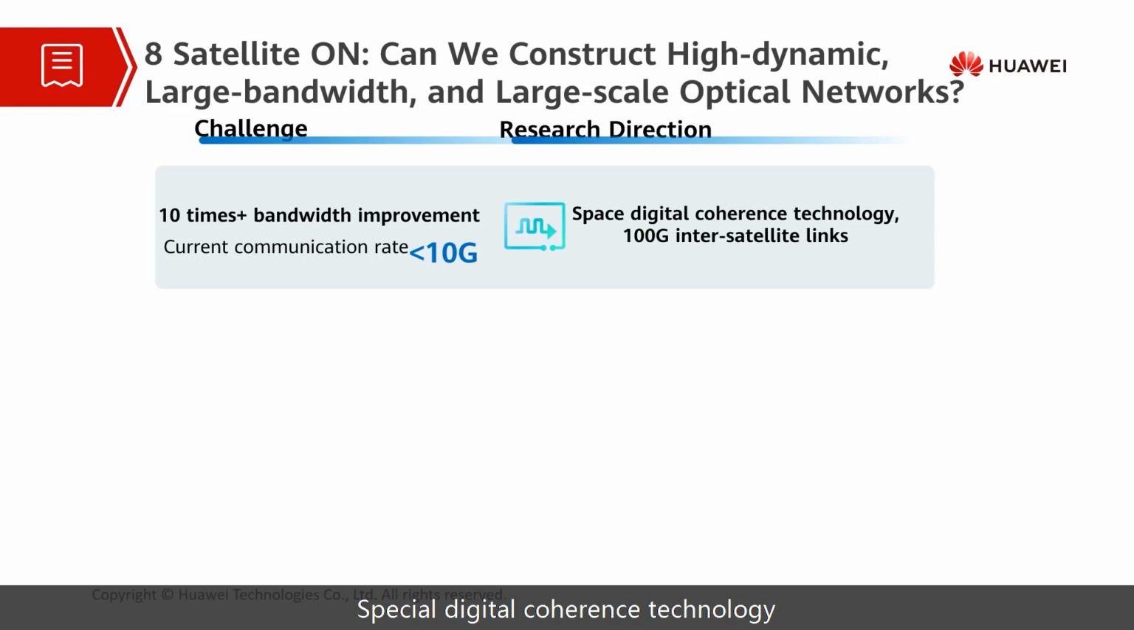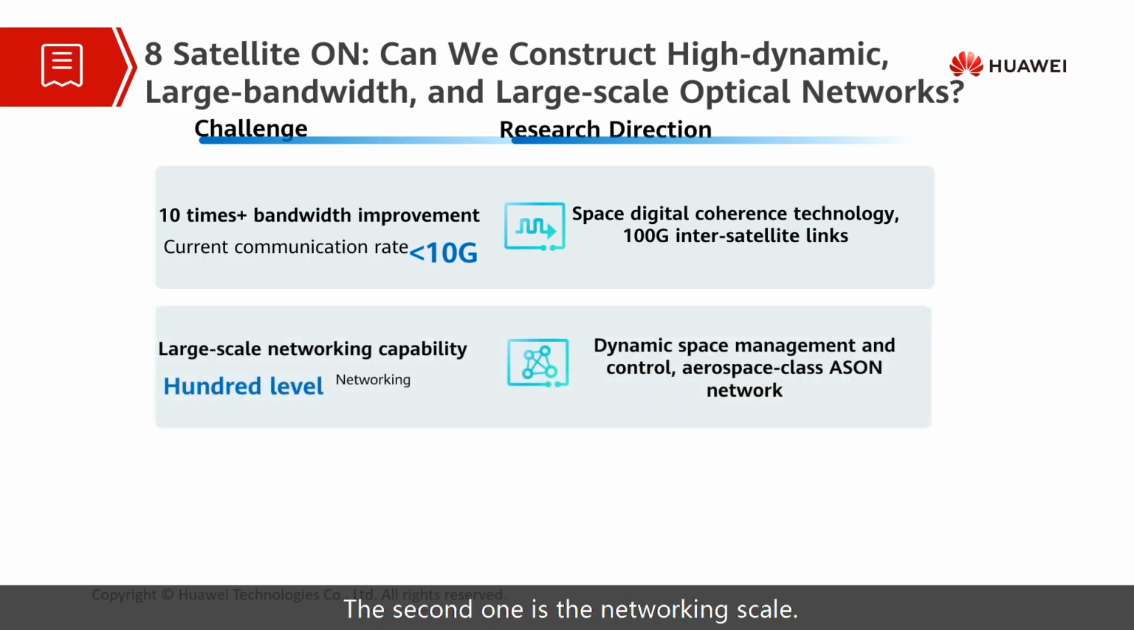Spatial digital coherence technology is the future development chain of this area. The second one is the networking scale. Take the Star Chain as an example again. The satellite communication networking mainly uses the chain topology. This cannot meet the high reliability requirements for some high-value services. It is a good idea to introduce the mature ASON technology in our terrestrial optical network into satellite communication optical networks.